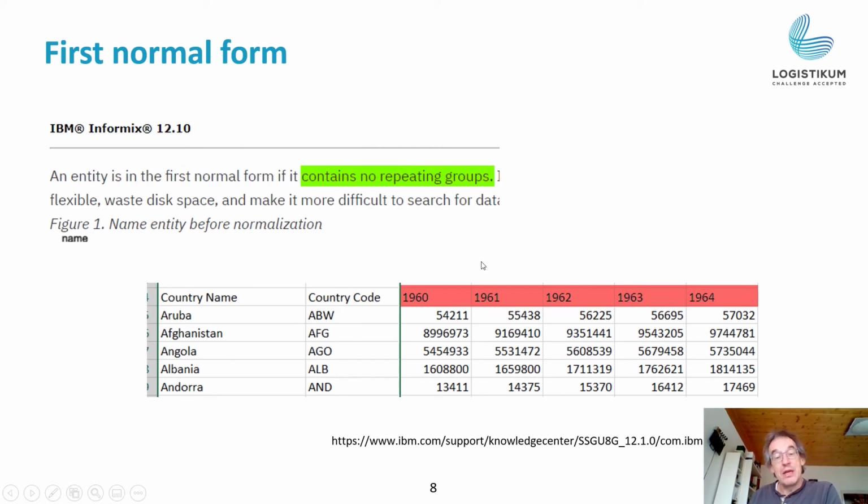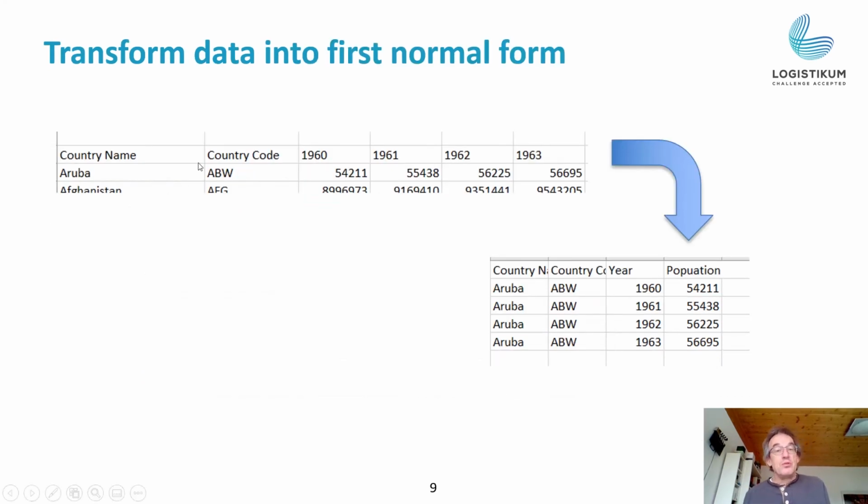If we look at our information, we have here the columns, the red ones. These columns are the repeating groups. So we have to transform the data so that we have no repeating groups. In other words, we have to transform the data from this structure into this structure, from the horizontal layout to a vertical layout of the table. This is the step we have to do. We have to clean up the data and transform it into the first normal form.